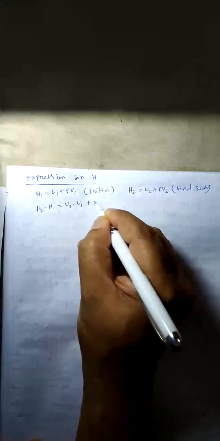Then what is the change in enthalpy? Now H2 minus H1, final minus initial, we get H2 minus H1 is equal to U2 minus U1 plus PV2 minus PV1. That means I can write delta H is equal to delta U plus PV2 minus PV1.